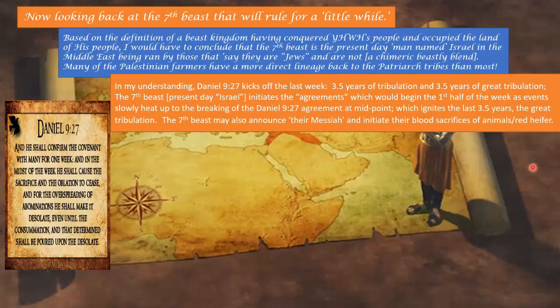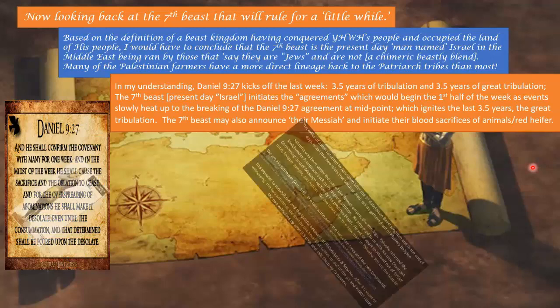The seventh beast may also, now keep this in mind, the seventh beast may also announce their Messiah and initiate their blood sacrifices of animals and possibly the red heifer.